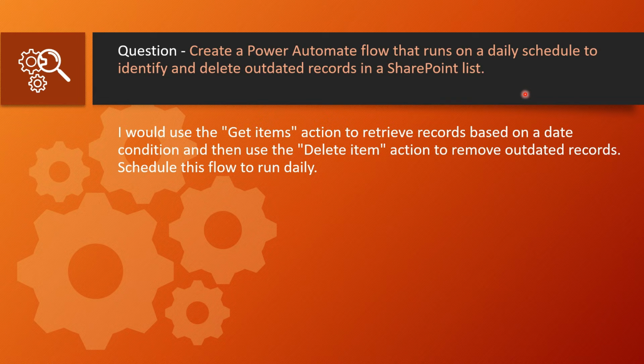In Power Automate we will use the Get items action. Get items fetches whatever data we need to delete. Then once we receive all the data that needs to be deleted, we can call the Delete item action after that, which will delete all the outdated records. After that you can schedule the flow to run daily, weekly, or monthly, according to your need.